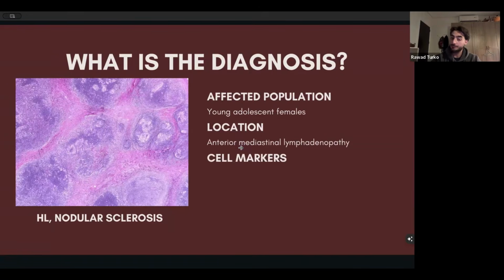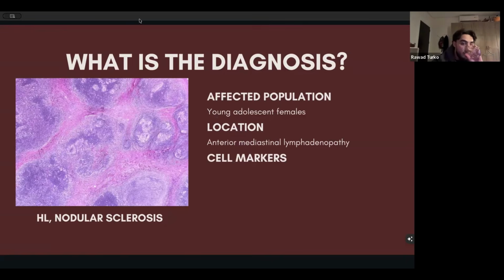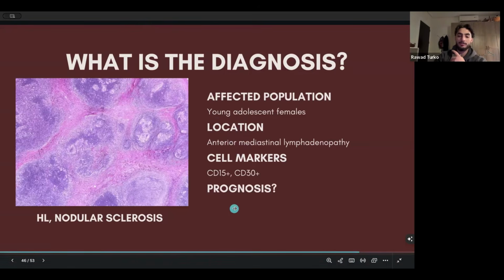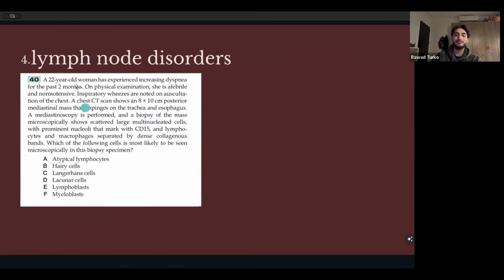Cell markers. Who can tell me the cell markers of nodular sclerosis? Perfect, CD15 and CD30. Obviously, because this is a Hodgkin's lymphoma, we're going to see Reed-Sternberg cells. What about the prognosis? Is it good or bad? It's actually excellent. It's a very good prognosis. They're very responsive to chemotherapy.